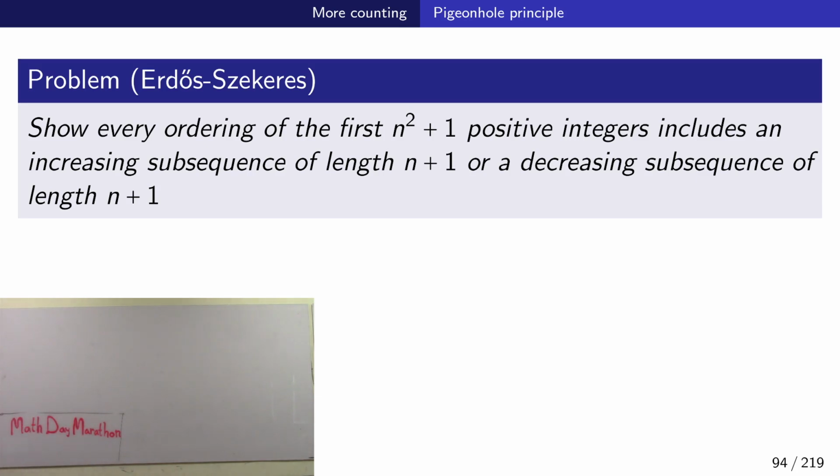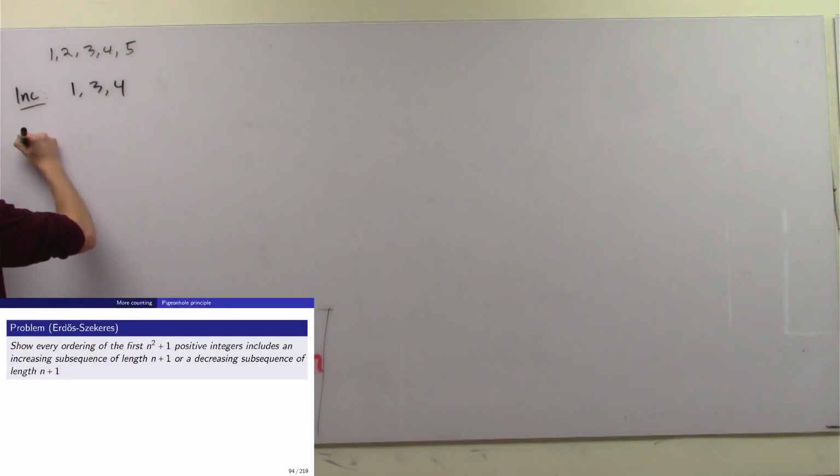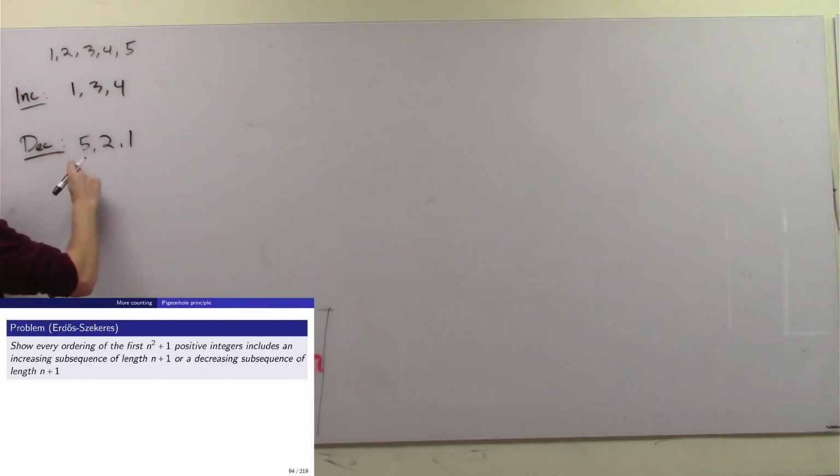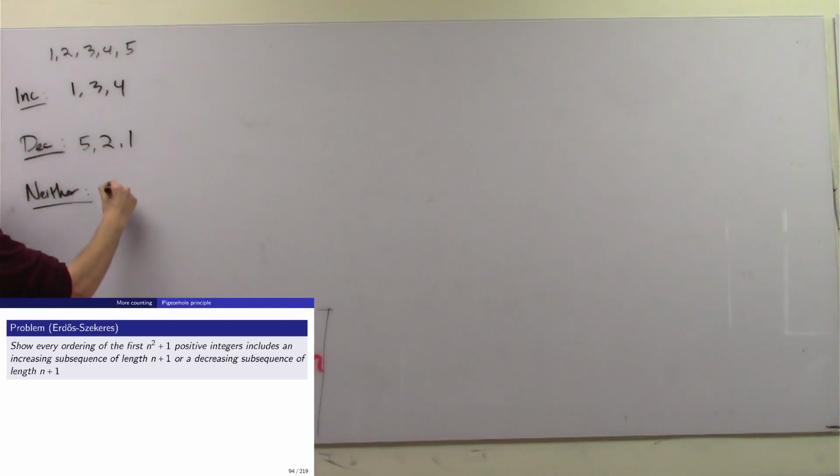So for instance, if you have the numbers 1, 2, 3, 4, 5, I'll show you an increasing subsequence of length 3: 1, 3, 4. Every number is greater than the last. And maybe we'll do a decreasing subsequence, which is 5, 2, 1. Every number is less than the last. And then it's also possible to have a neither. This is neither increasing nor decreasing. Maybe you have 1, 4, 2. It goes up for a little while, then it decreases.